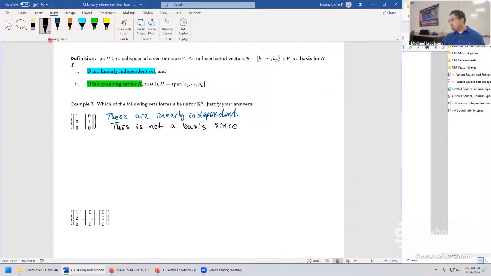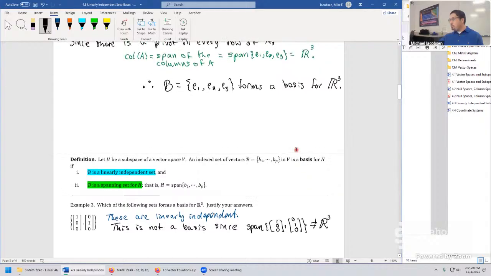Since the span of (1, 0, 0) and (0, 1, 0), it's definitely a subspace of R3, but it's not equal to R3 itself.